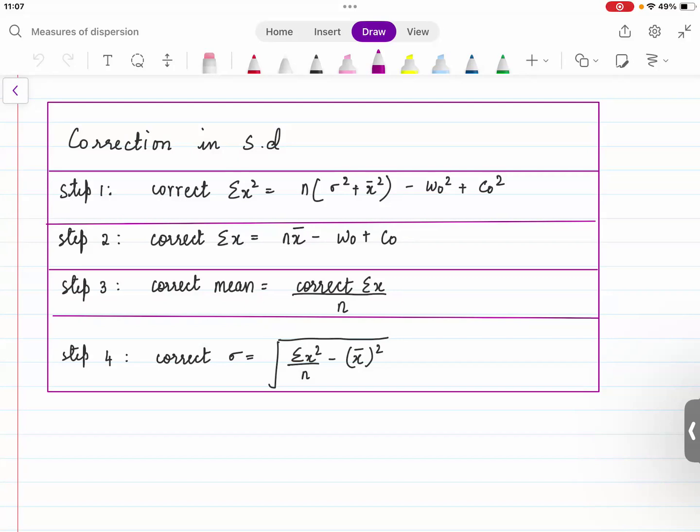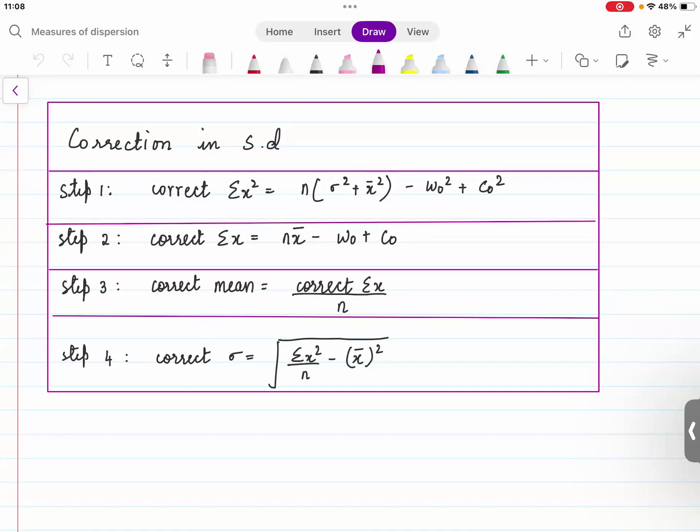Step 2, we have to find the correct value of summation x. So how to find it? It is equal to n into x bar minus wrong observation plus correct observation. Third step, we have to find the correct value of mean, which is equal to correct summation x divided by n. And the final step, using all these correct values, we have to find standard deviation.